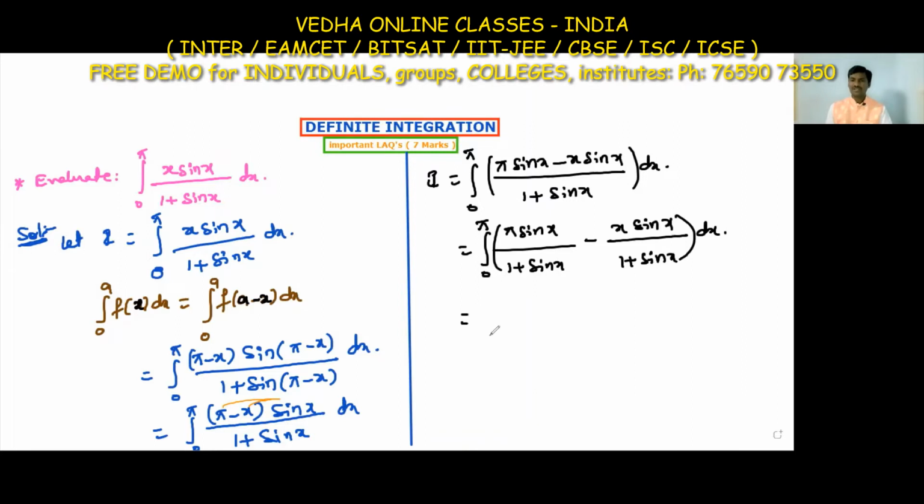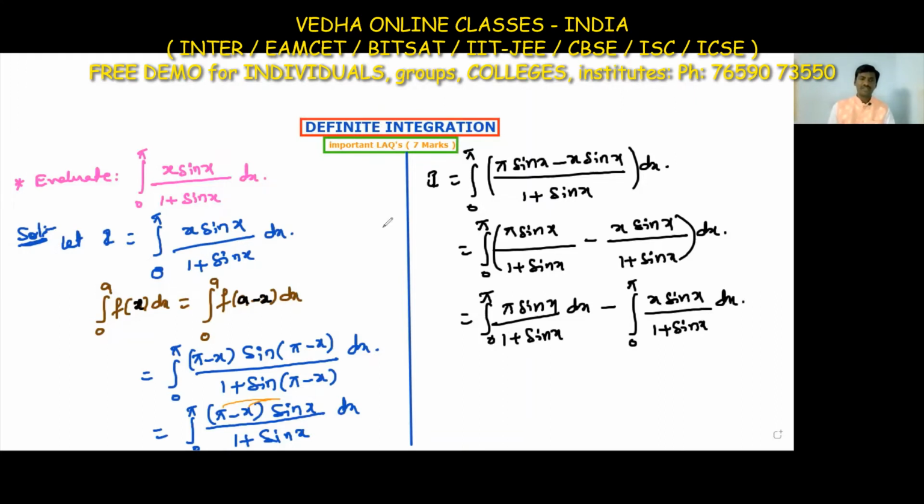Separate the integration also: integral of 0 to pi of pi sin x divided by 1 plus sin x dx minus integral of 0 to pi x sin x divided by 1 plus sin x dx. Observe carefully whatever the question is given, so consider that as equation number 1. Now I is equal to, pi is a coefficient so writing outside, integral of 0 to pi sin x divided by 1 plus sin x dx minus integral of 0 to pi x sin x divided by 1 plus sin x dx.